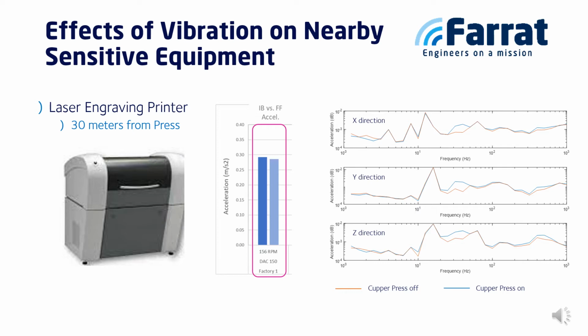In order to determine the influence of the press, we have measured the vibrations on the printer in 3 different directions whilst the machine was on and off. The results are presented in this plot for X on top, Y in the middle, and Z at the bottom directions. The orange curves were obtained when the press was off, while the blue curves were obtained with the machine running at its normal operational speed.